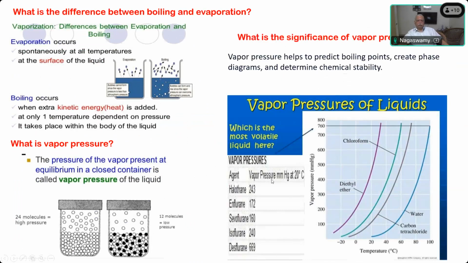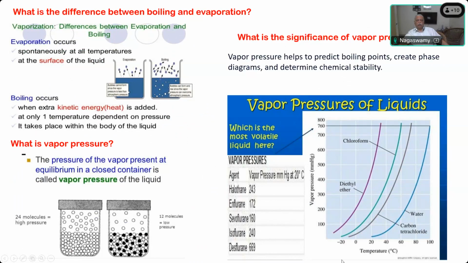And among these things, there are vapor pressures given at 20 degrees for halothane, enflurane, sevoflurane, isoflurane, and desflurane, which is highly volatile. Desflurane, you can see the vapor pressure is so high at 20 degrees. The maximum vapor pressure attained at 20 degrees is 669. So this is the most volatile liquid.